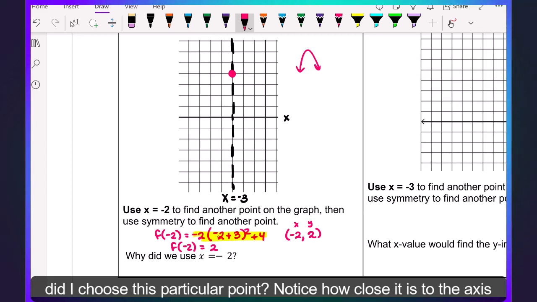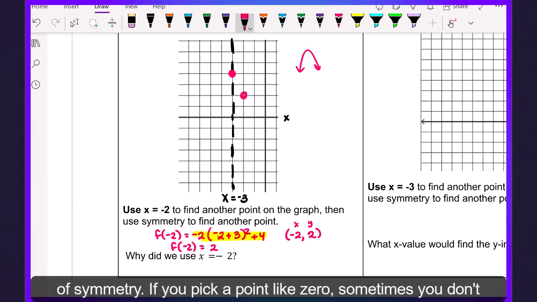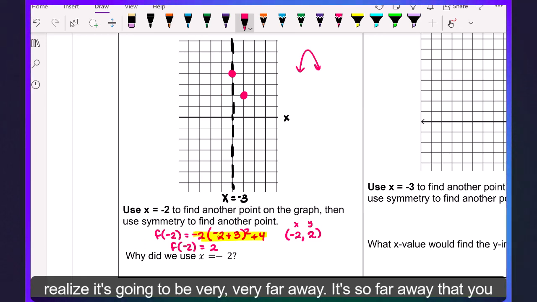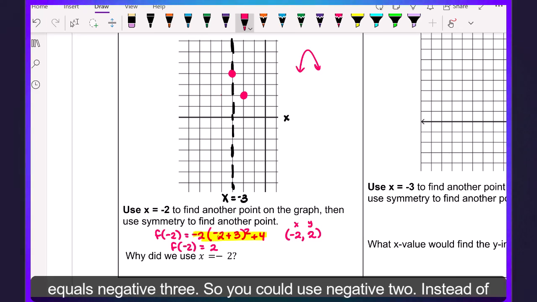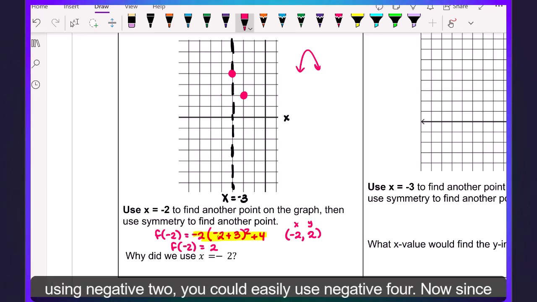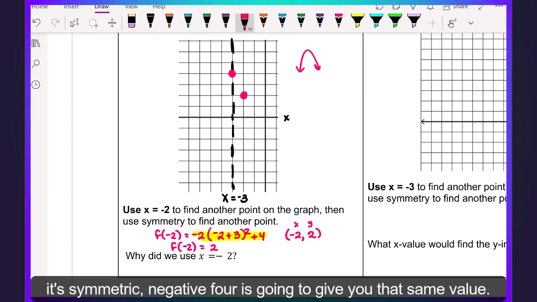Notice how close it is to the axis of symmetry. If you pick a point like 0, sometimes you don't realize it's going to be very, very far away. It's so far away that you can't even graph it on your paper. So pick something close to x equals -3. So you could use -2. Instead of using -2, you could easily use -4. Now, since it's symmetric, -4 is going to give you that same value.